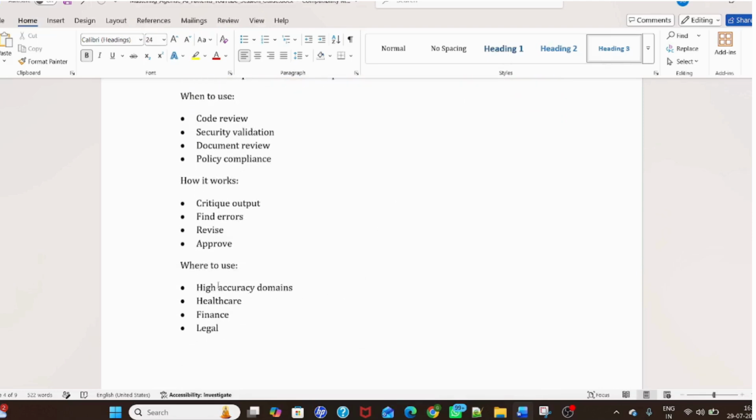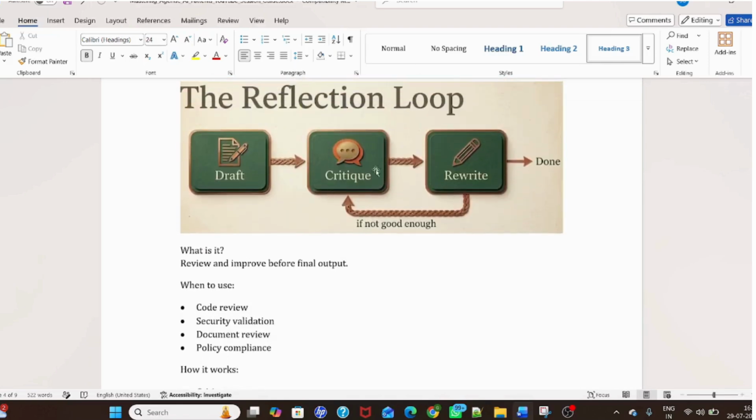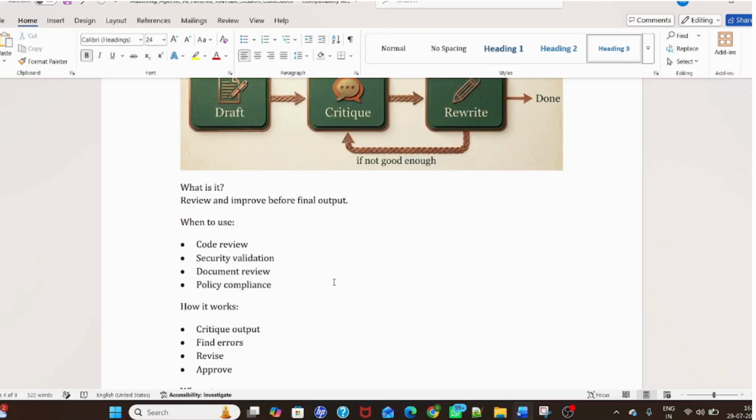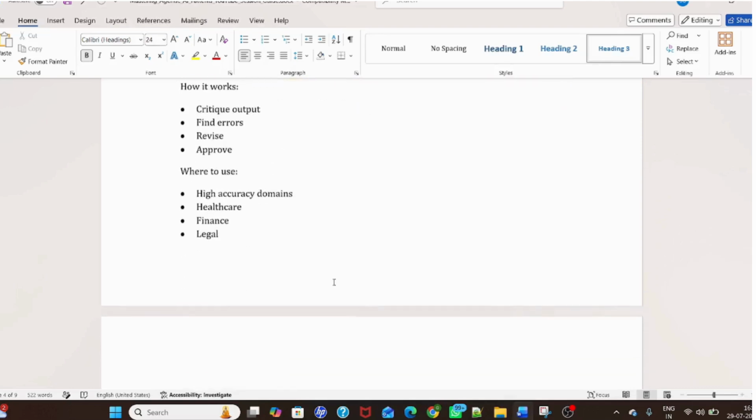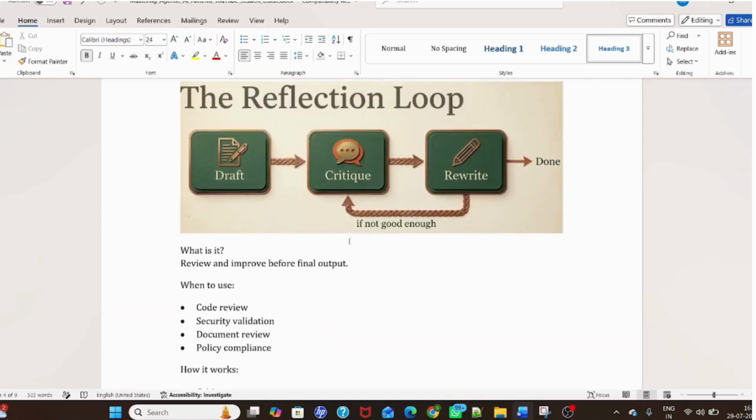High accuracy domain, just like space research or healthcare, we need high accuracy, right? Healthcare is very important. We cannot take direct action because it can cause a disaster for humans. So where life matters, it is better to go with reflection.